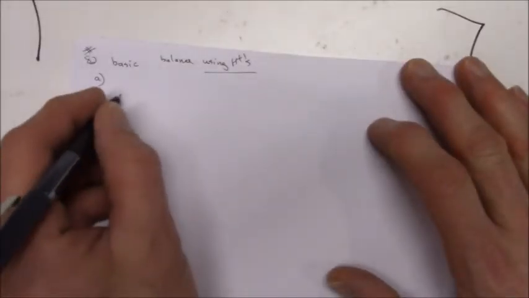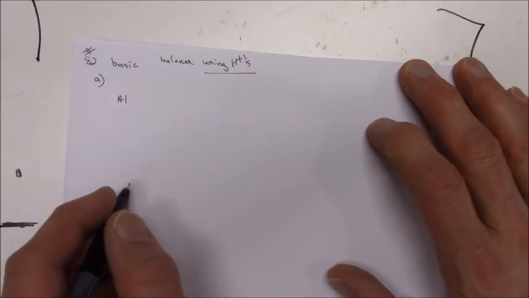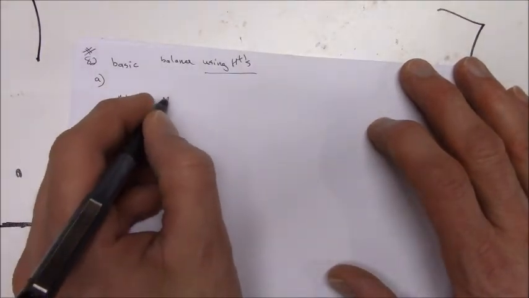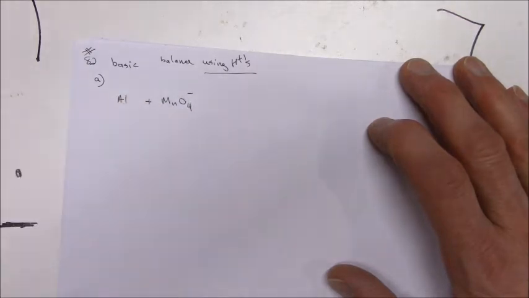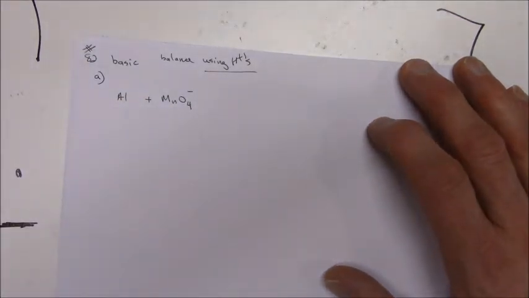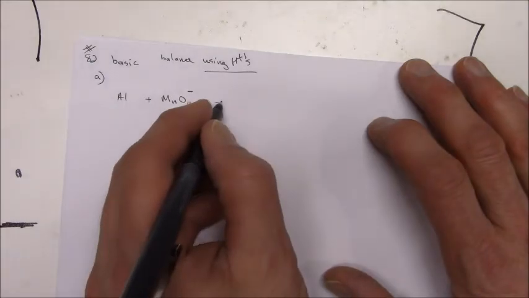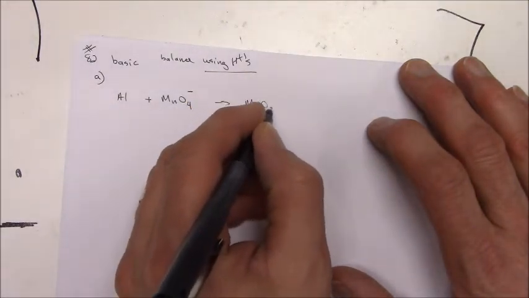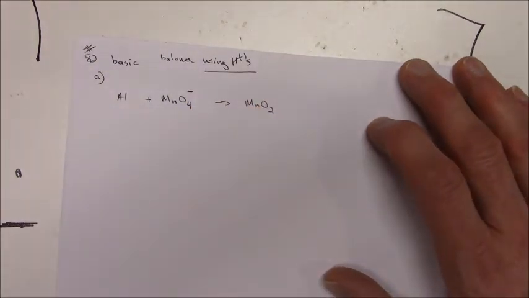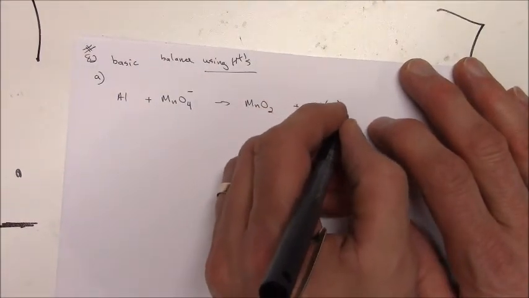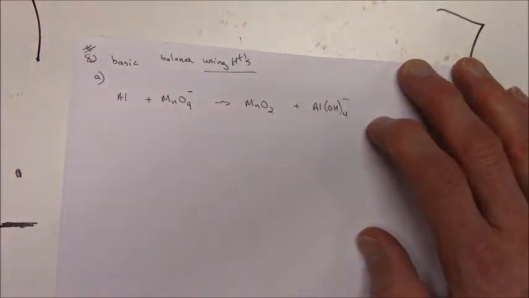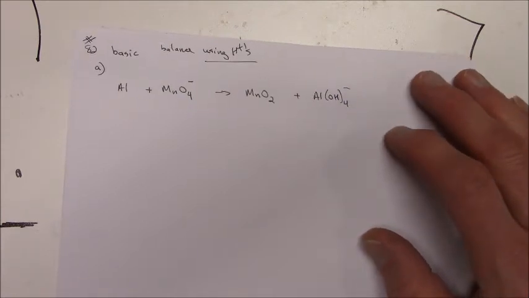So let's do this. So you've got aluminum plus manganate or permanganate. Permanganate? I don't know. Manganese dioxide plus aluminum hydroxide. Balance in basic solution. All right.